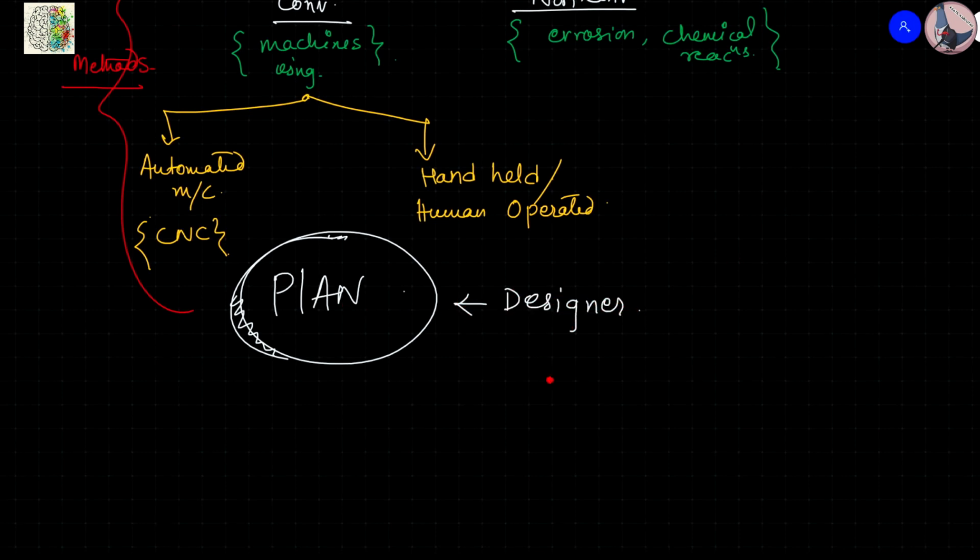So this designer provides the plan to the manufacturer using CAD drawings. Okay, so this has to be kept in mind. This is a general layer. Now, what trouble people were facing, you have to understand, with conventional methods.